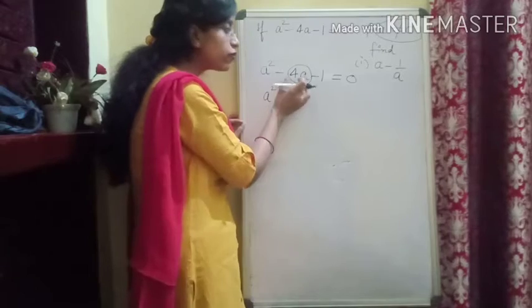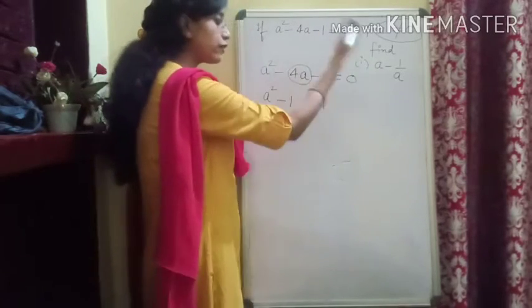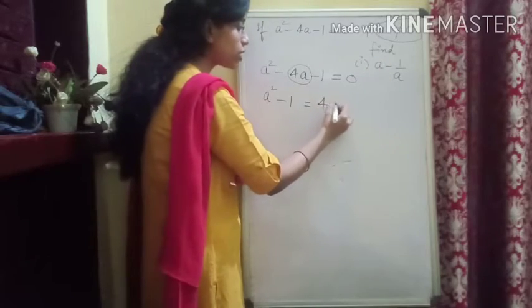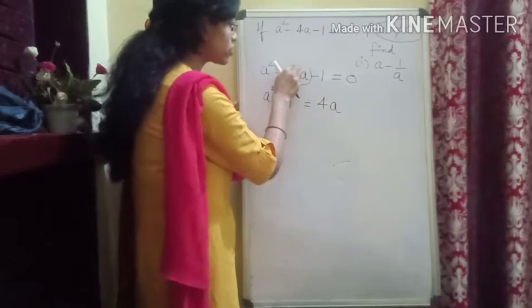Whatever term has the variable with single power, we take to the other side. So this minus 4a will go to the other side and become plus 4a. Is it clear? Let me tell you once again if it is not clear.